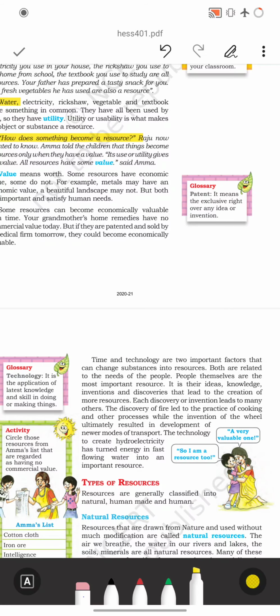If you don't know the meaning of the word patent, I will explain. Patent means the exclusive right over any idea or invention. The own idea of ours is our invention, we can get it as our right as a patent. That is what is called a patent.